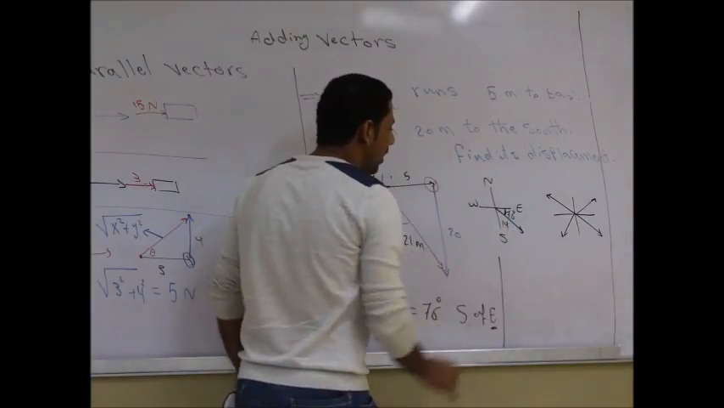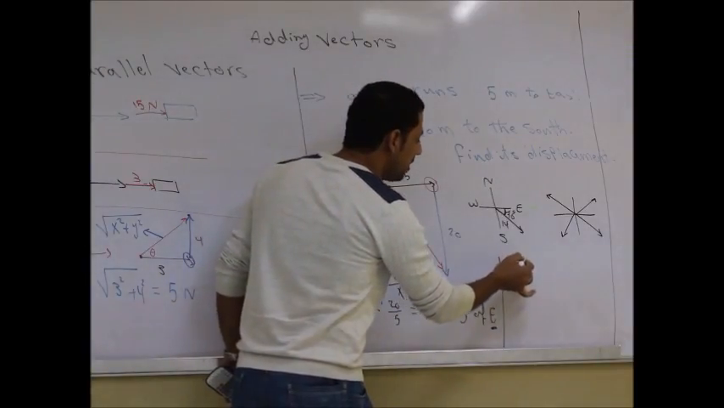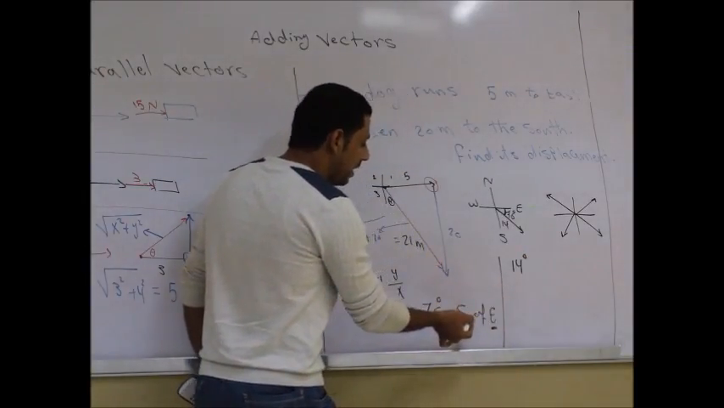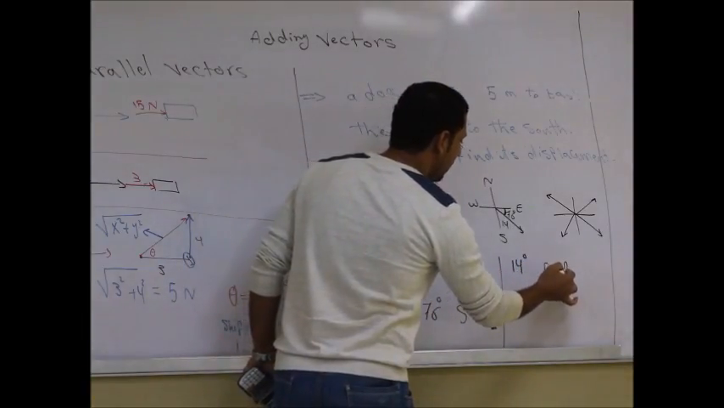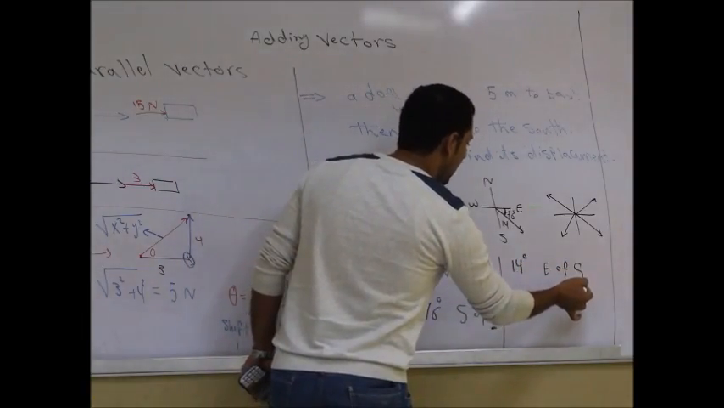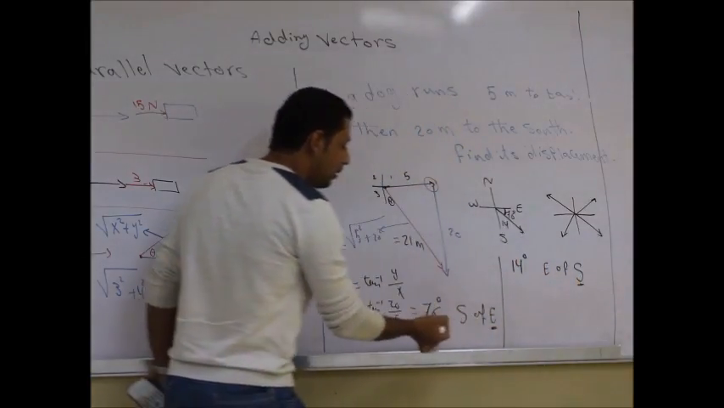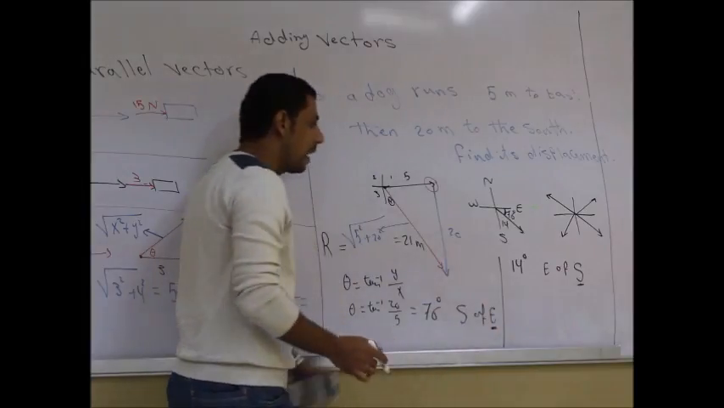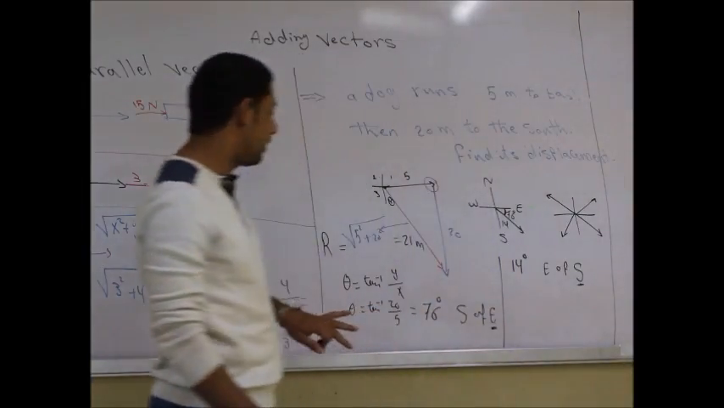So I can describe my direction also this way. It will be 14 degrees, but instead of saying south of east, it will be east of south. So my angle is from the south, between the vector and the south, here, instead of between the vector and the east. Okay, so this is about the direction.